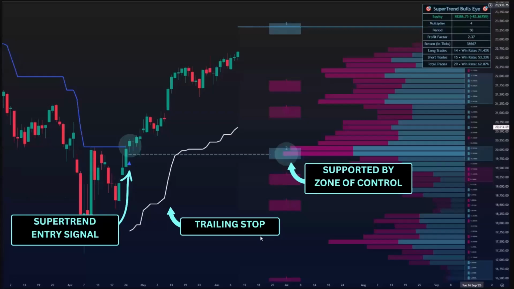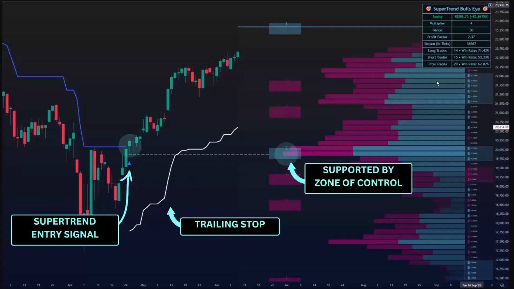Perfect. Okay, so like Daniel was saying, this pack, we call it the Trend Authority Pack, and it's combining SuperTrend Bullseye and Volume IQ. There's a couple of reasons we think these indicators go well together, and they logically do. On this chart, for example, we've got a SuperTrend entry signal with a SuperTrend trailing stop, and that entry signal is also supported by a zone of control.